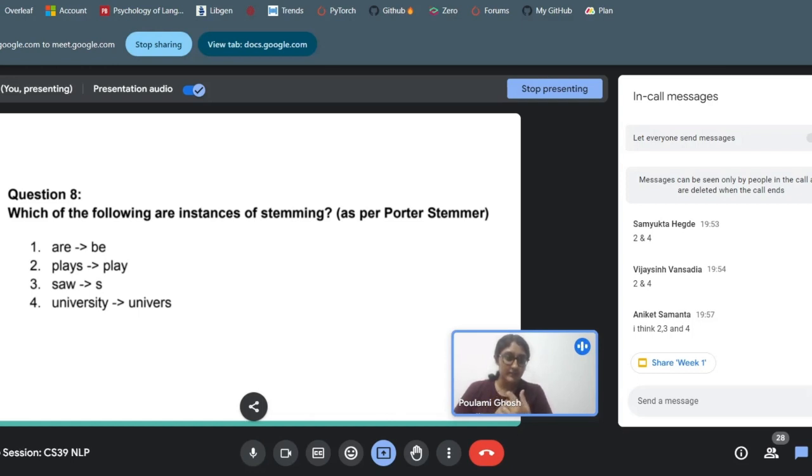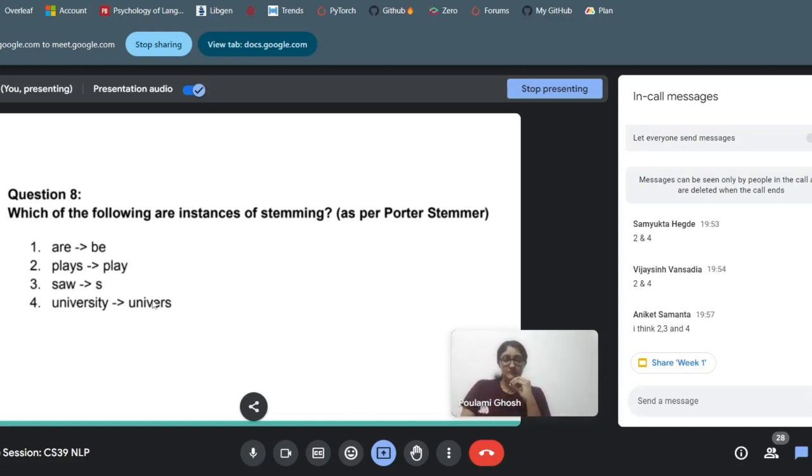Let's see. Maybe we'll take one more person. Okay, how about Vijay? He also thinks it's 2 and 4. Let's hear what Vijay has to say and then we'll go on to discussing the solution. Vijay, could you tell us? For the first option, it's root.